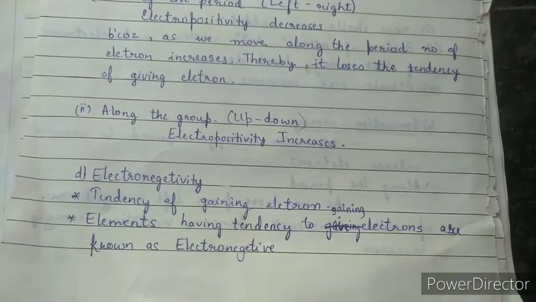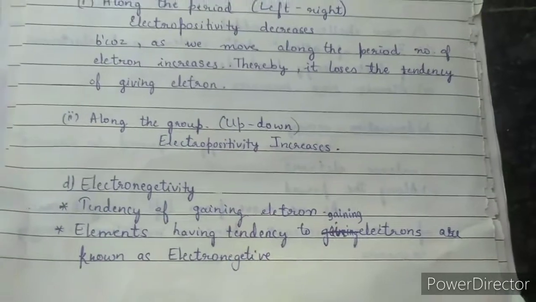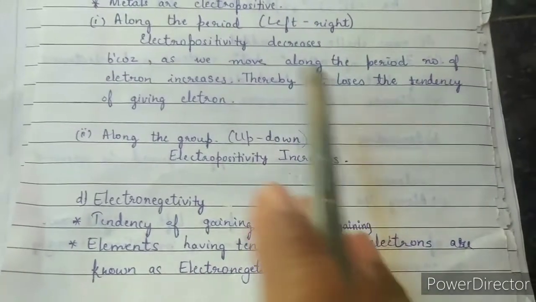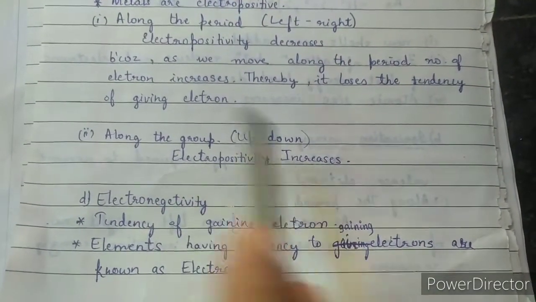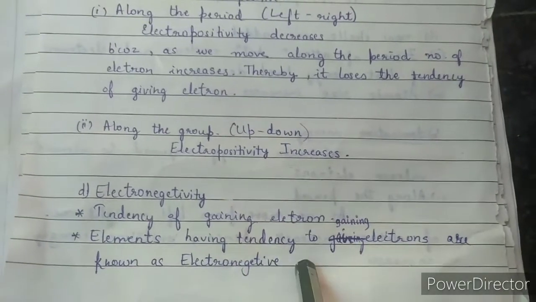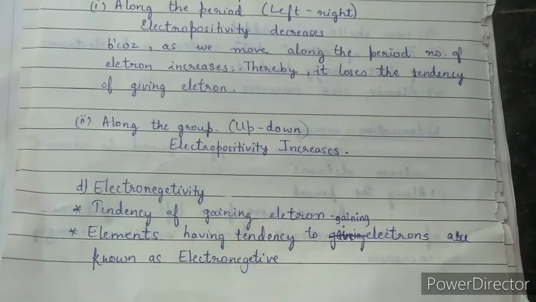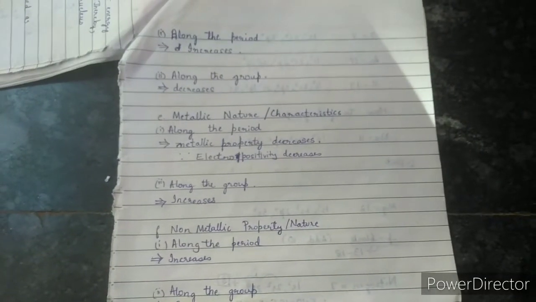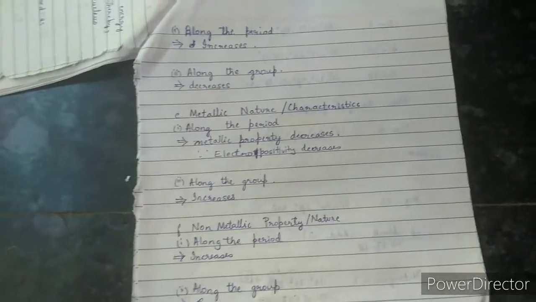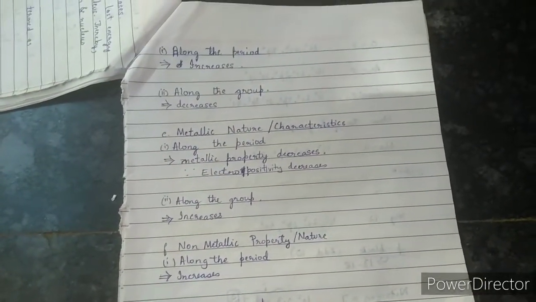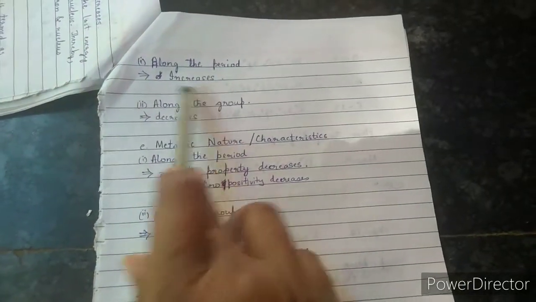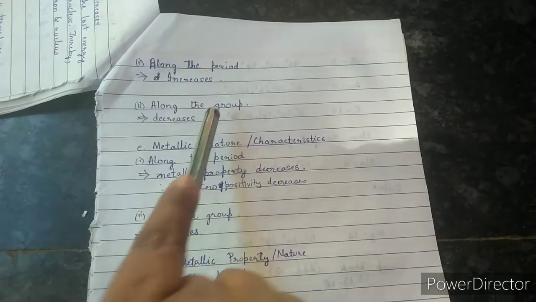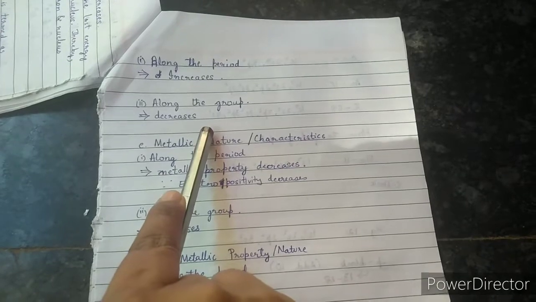Similarly, electronegativity is totally opposite of electropositivity: the tendency of gaining electrons. In electropositivity, it is the tendency of giving electrons. In electronegativity, it is the tendency of gaining electrons. So elements having the tendency of gaining electrons are known as electronegative atoms or elements. Electronegativity increases along the period and decreases along the group.